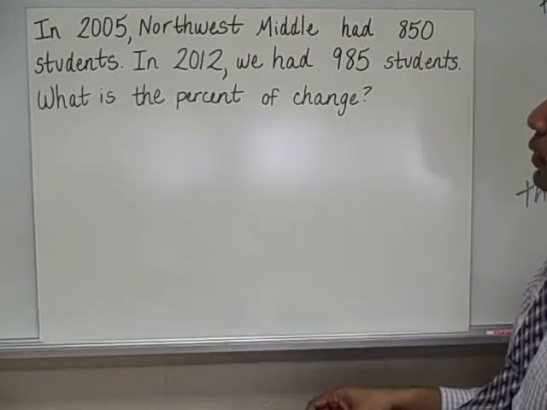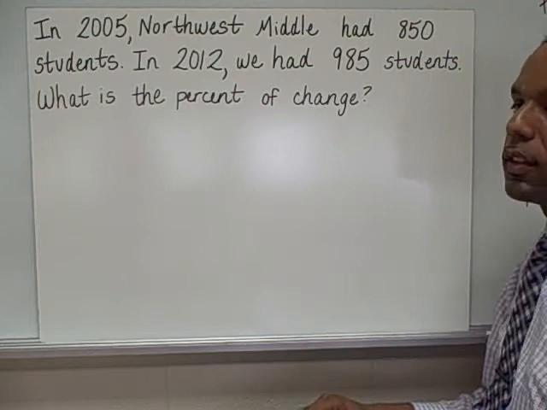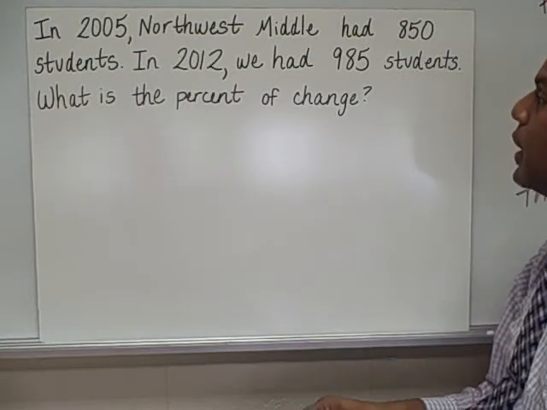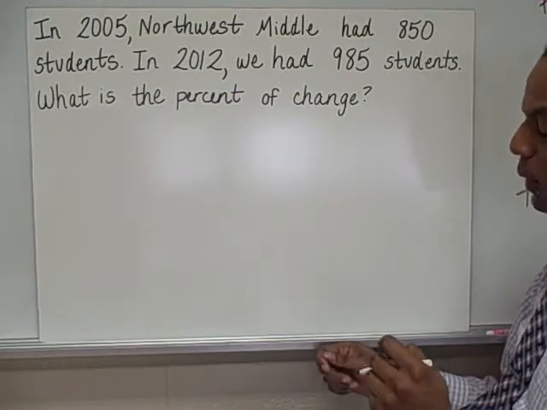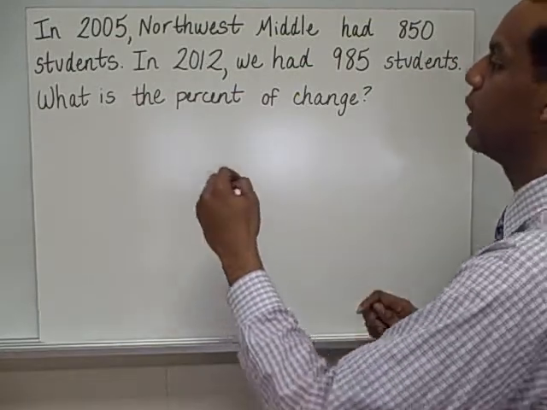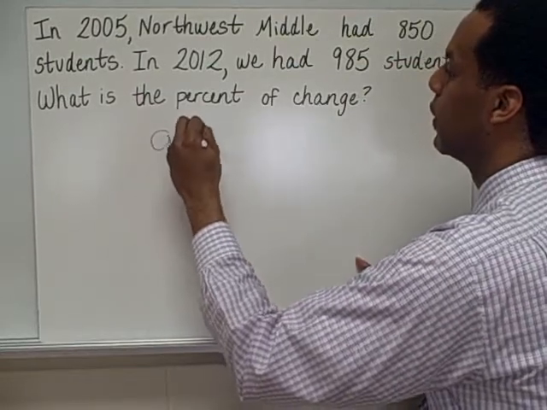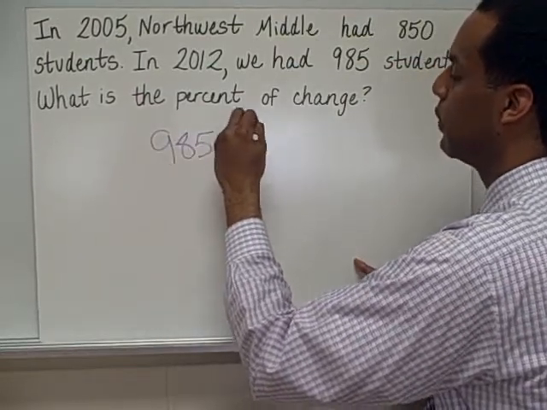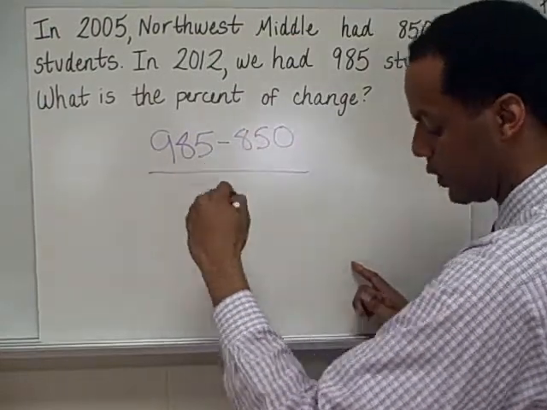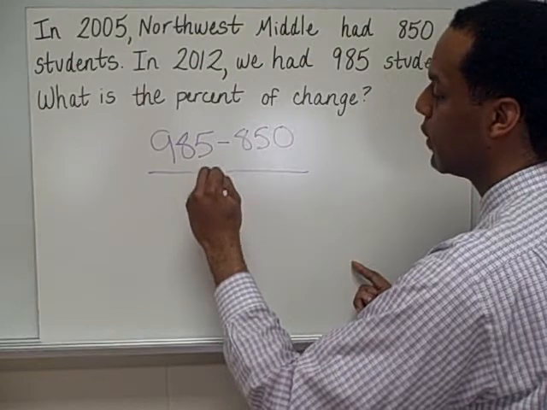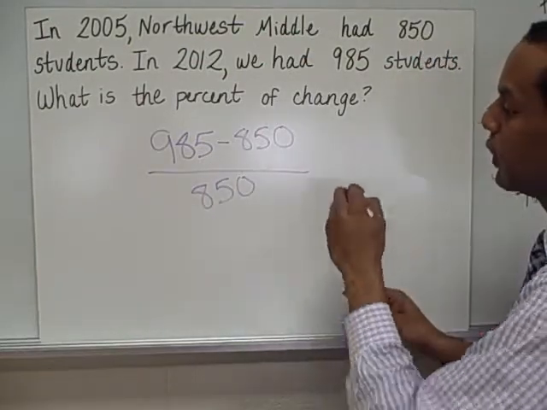We'll do another example. In 2005, Northwest Middle School had 850 students. In 2012, we had 985 students. What is the percent of change? Once again, we start with our amount of change. So we would do 985 minus 850. And then I'll put it all over my original, which was 850. Because if you remember, we started out with 850 students.